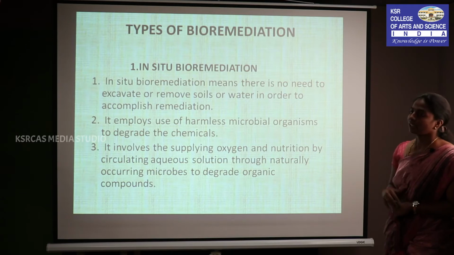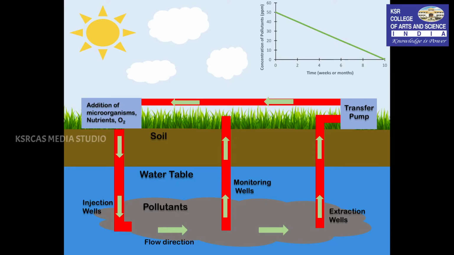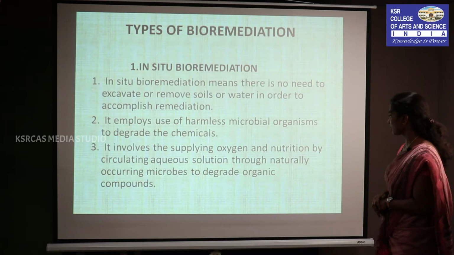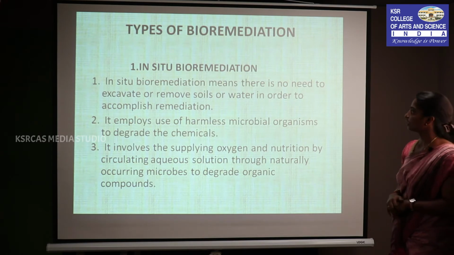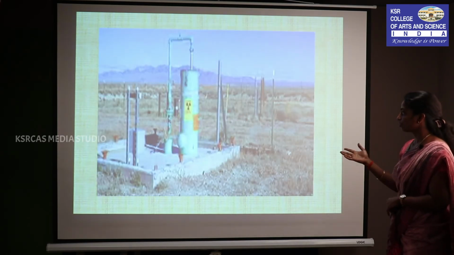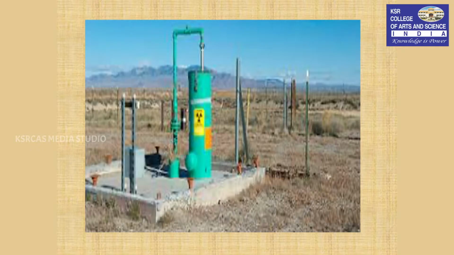And sometimes it involves the supplying of oxygen and nutrition to enhance the activity of indigenous microbes in the environment to remediate the pollutants. And also it includes the circulation of aqueous solutions through naturally occurring microbes to degrade organic compounds. And this is the picture, it shows the in situ bioremediation process in the site itself.